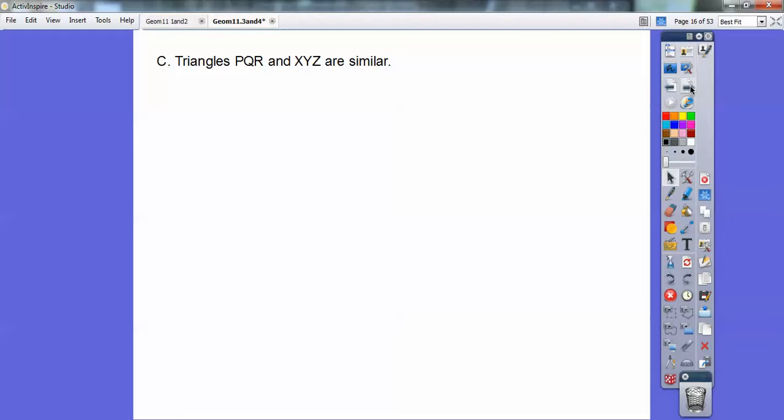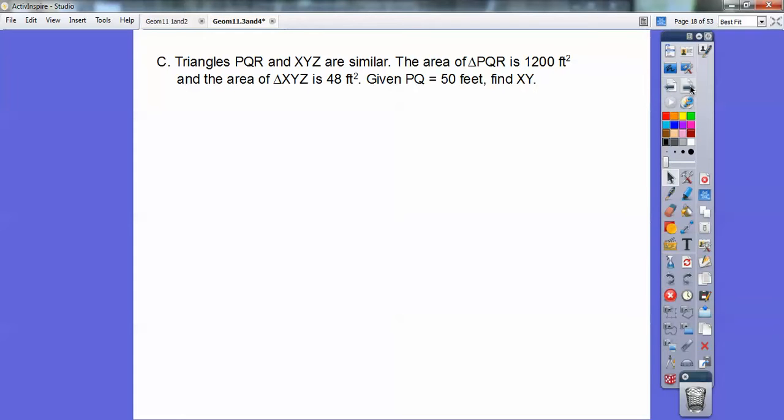All right, here's another one. Triangles PQR and XYZ are similar. The area of triangle PQR, remember the ratio of the areas is the scale factor squared, is 1200 feet squared, and the area of XYZ is 48 feet squared. Given that side PQ equals 50 feet, find side XY. That's easy. The ratio of the areas is 1200 over 48. What a nice coincidence that it reduces to 25 to 1. Those are perfect squares.